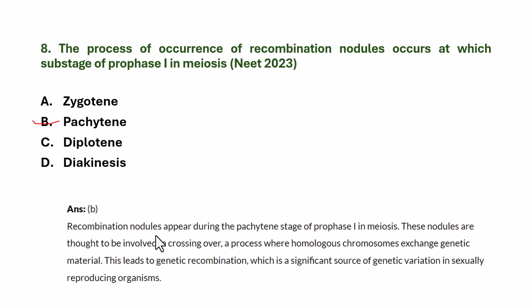Recombination nodules appear during the pachytene stage of prophase 1 in meiosis. So these nodules are thought to be involved in crossing over, a process where homologous chromosomes exchange genetic material. So this leads to genetic recombination, which is a significant source of genetic variation in sexually reproducing organisms.